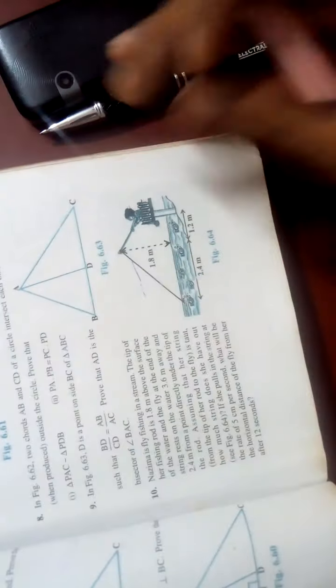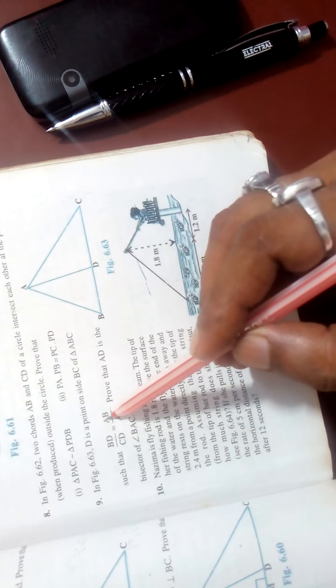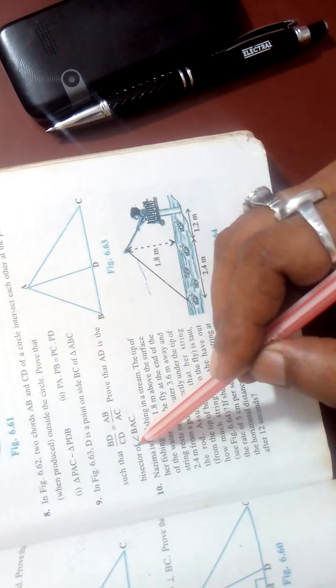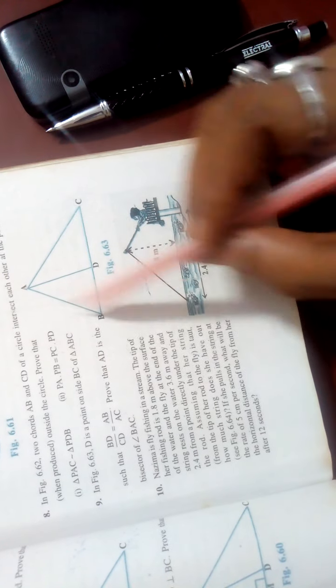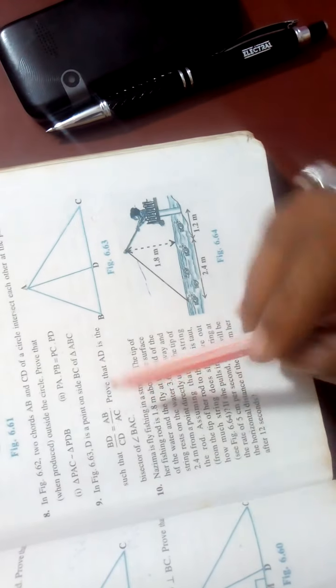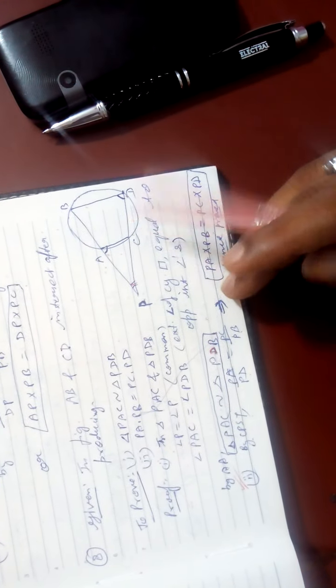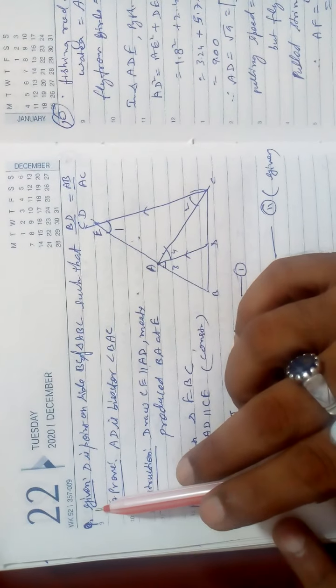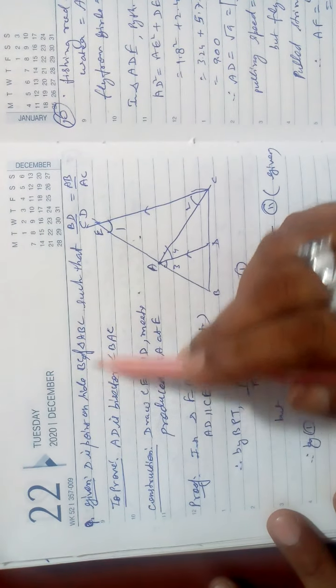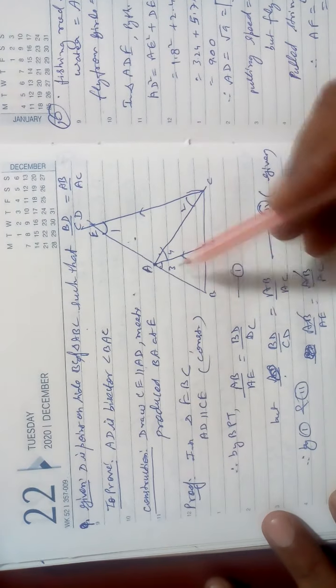You see that AD is dividing the side such that AB by AC is equal to BD by CD. It is given: AB by AC equals BD by DC. You want to prove AD bisects angle A. Just the converse of the bisector theorem. So for this, we will see in this question, very easy. What will you do? Same problem, construction. D is any point on BC such that BD by CD equals AB by AC.